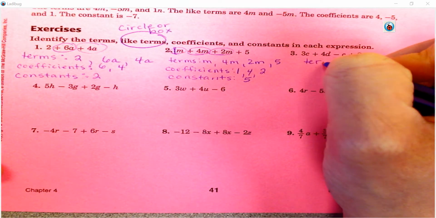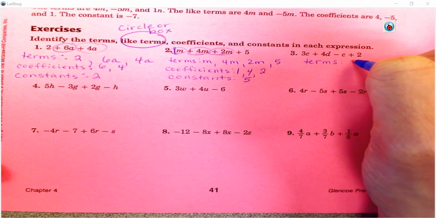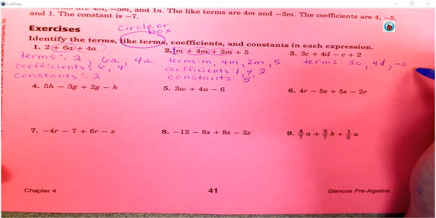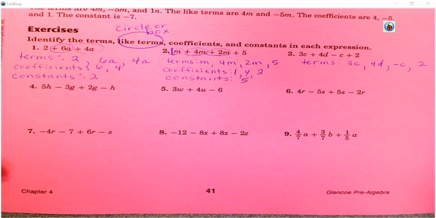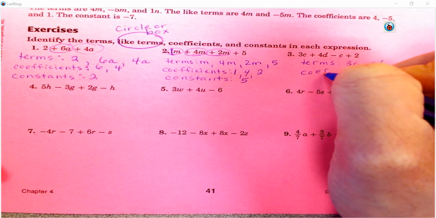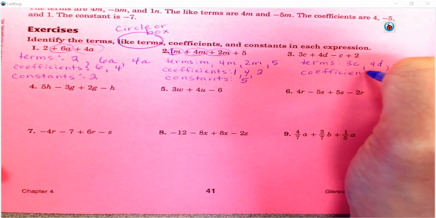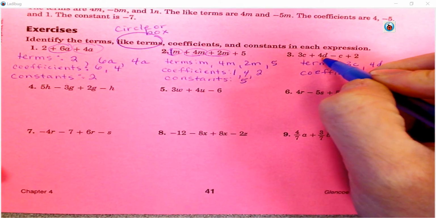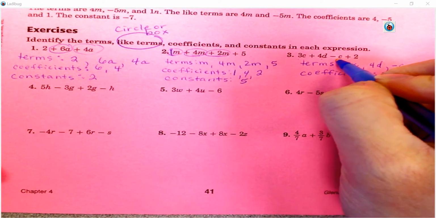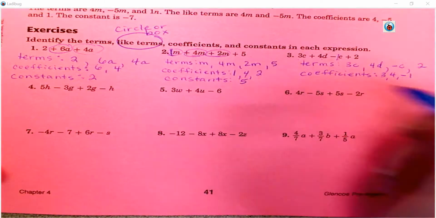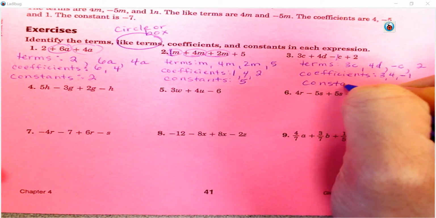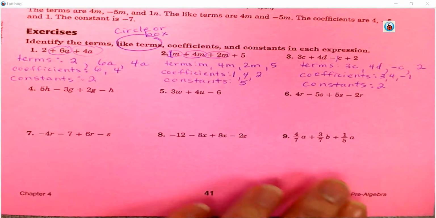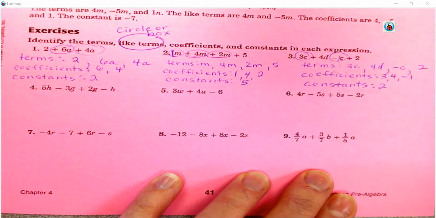And then again, terms, I have 3c, I have 4d. I'm going to include the sign on these. I have -c and I have +2. Coefficients are 3, 4, -1. Constants are just 2. And then like terms, 3c and -1c.